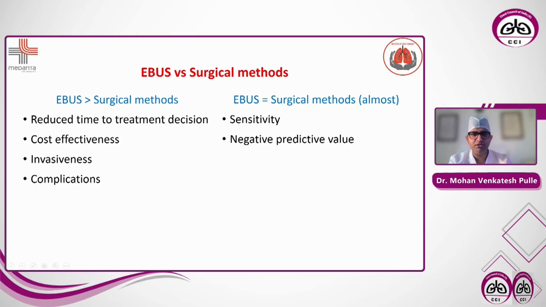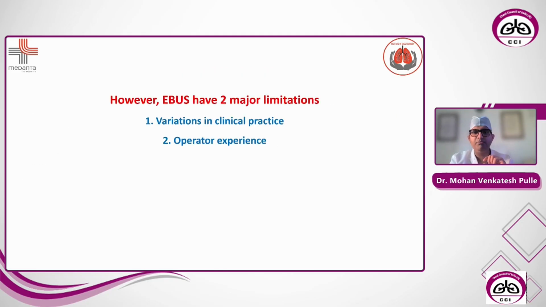in reduced time to treatment decision, because you do EBUS, do on-site evaluation, and you can say if the lymph node is positive or not. It is definitely cost effective. Invasiveness is less and complications are lesser. And EBUS equals surgery in sensitivity and negative predictive value. As we discussed initially, the sensitivity and the negative predictive value are the most important things for a technique for sampling the lymph nodes, very important.